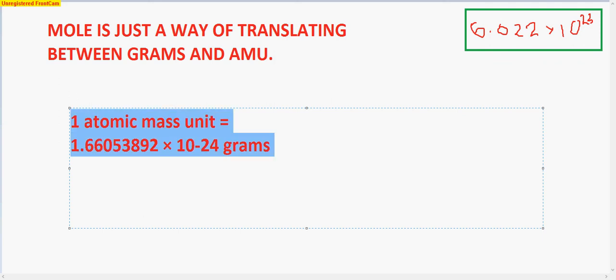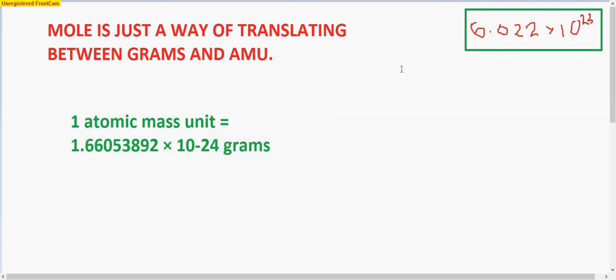I'll write it in another color. 1 atomic mass unit, that is 1 AMU, is equal to 1.6605389 × 10^-24 grams. Now that is quite difficult to calculate when you do it for different elements or compounds or molecules. So that is why we have AMUs, and we need to convert from AMU to grams, right?